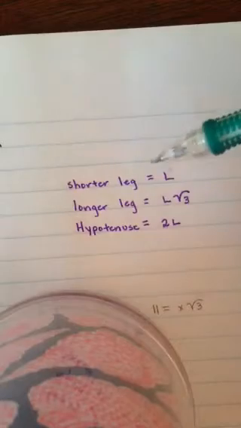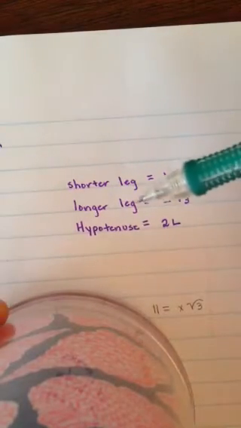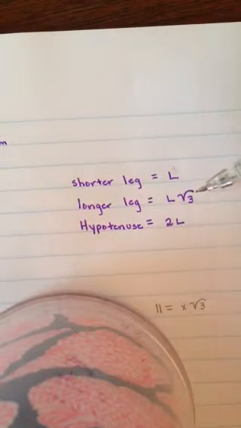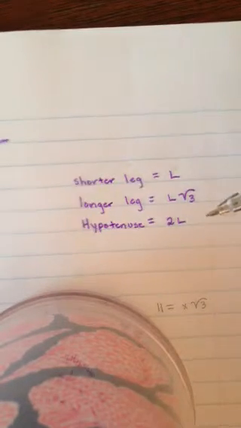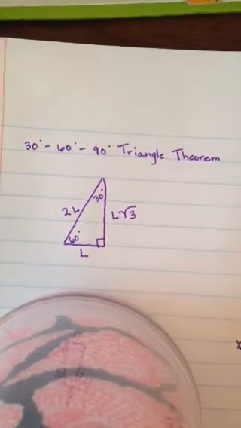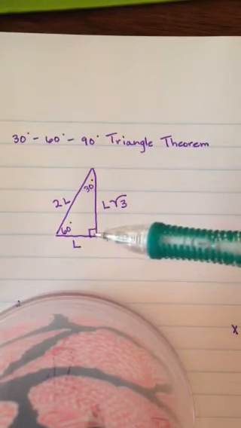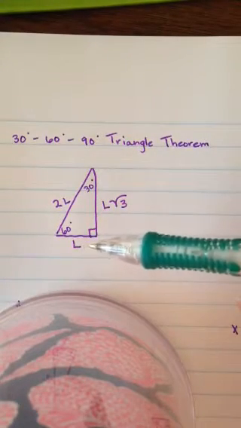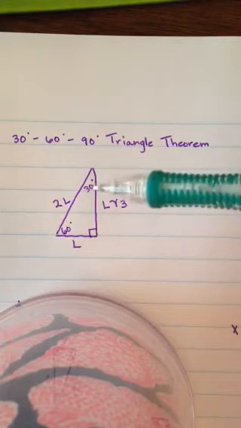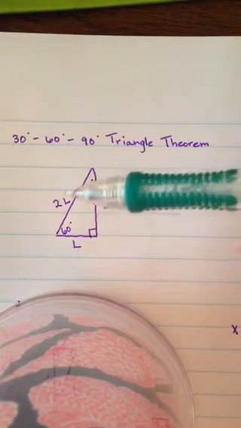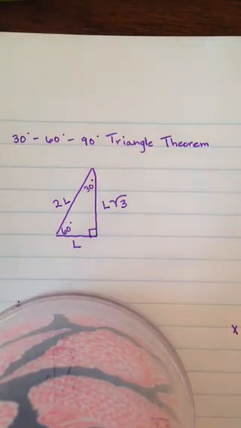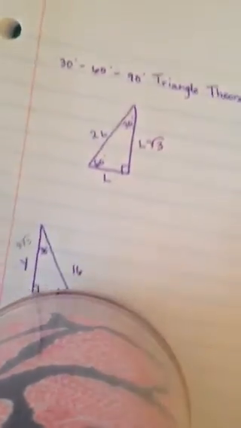All right, let's look in my notebook. Let's do a quick reminder with our little key here. Our shorter leg is L, our longer leg is L times radical 3, and our hypotenuse is 2L, or 2 times the shorter leg. Let's look at the picture just to cement that. In a 30, 60, 90 triangle, our shorter leg is L, our longer leg is L times radical 3, and our hypotenuse is L times 2, or 2L. So now let's use that information to solve some problems.